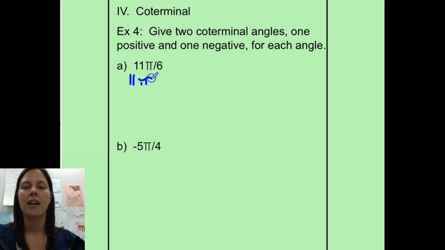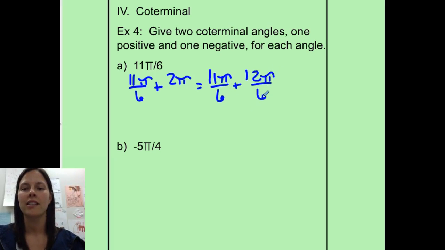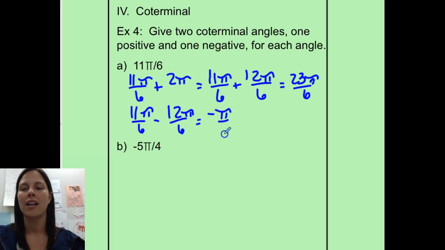For 11 pi over 6, if I add 2 pi, I will get a coterminal angle. Finding a common denominator, multiplying my 2 pi by 6 over 6, I get 12 pi over 6 for a coterminal angle of 23 pi over 6 for a positive coterminal angle. Now I will subtract those. Since I already found a common denominator, I will start with that. 11 pi over 6 minus 12 pi over 6 would give me a negative pi over 6 coterminal angle.